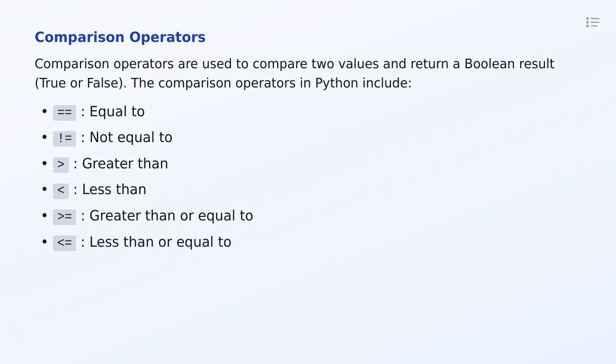Comparison operators are used to compare two values and return a Boolean result, true or false. The comparison operators in Python include the following. First, double equals, equal to. Next, not equal to. Also, greater than. The full list is on the slide if you want to review it.